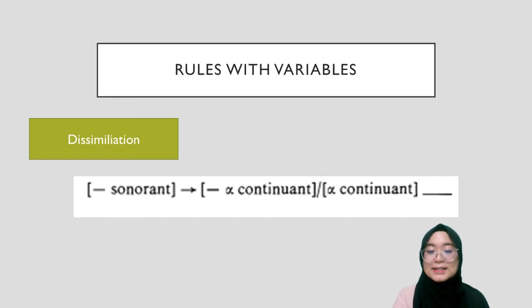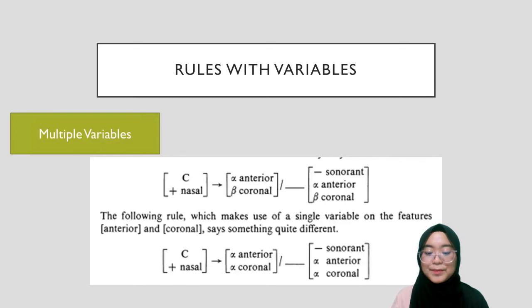Next is multiple variables. In some cases, a segment may assimilate different values from two or more features of some segment. Consider this common rule, taking on the obstruent values for the features anterior and coronal. If the obstruent is a labial, it means that it is plus anterior and minus coronal. Then the nasal must also have the value plus for the feature anterior and minus for the feature coronal.